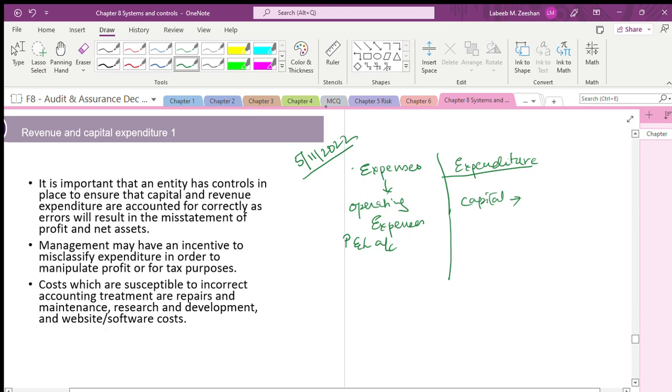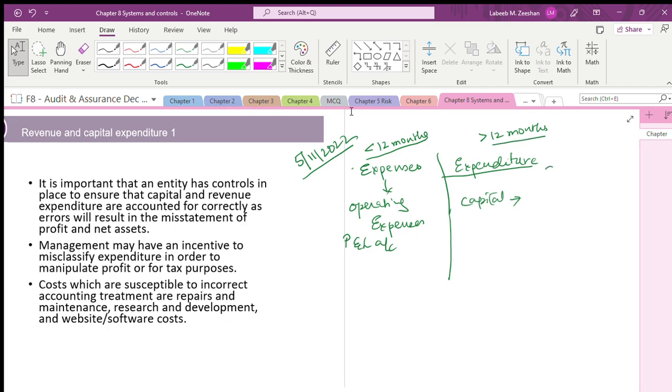Any expenses which are going to be less than 12 months are treated in the profit and loss account. If it is going to be more than 12 months, it has to be shown in the statement of financial position. Now it is important that we make it a point.